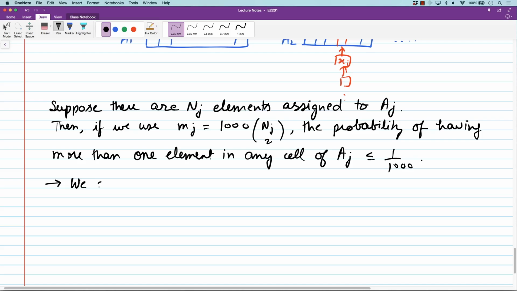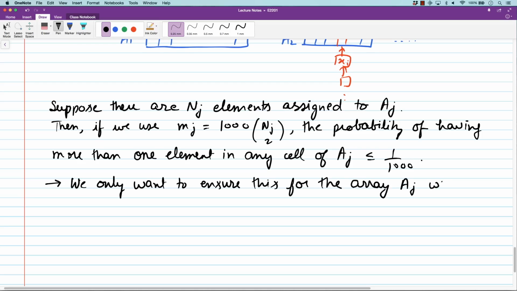So we only want to ensure this for the array aj where j equals f of y. Okay, so it's not that we wanted this to hold for all j at the same time. We only wanted it to hold for one j, and therefore this probability suffices. Right. So you can do this.